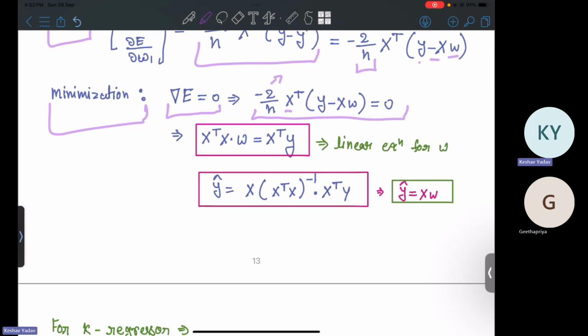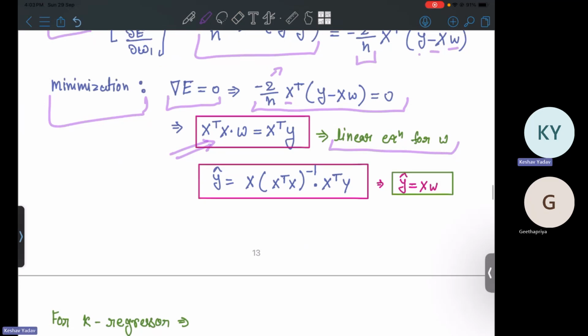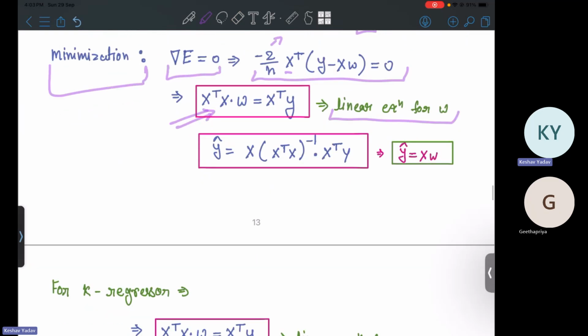Now you multiply this x transpose in this term and take one term to the other side. That will lead to x transpose x w equal to x transpose y for the minimization. This is nothing but a system of linear equations. So from here you can find the value of w. Once we have found w, from here we can find y hat.